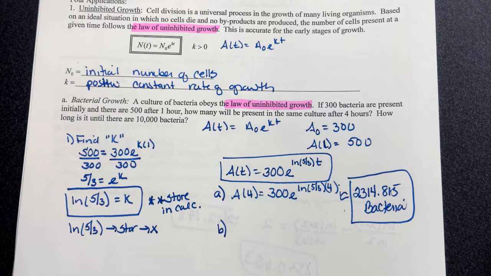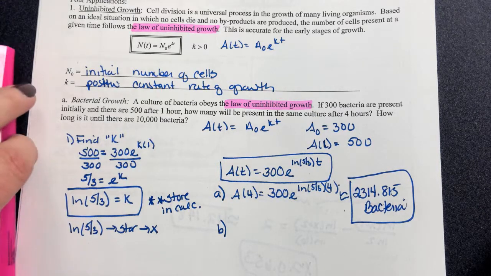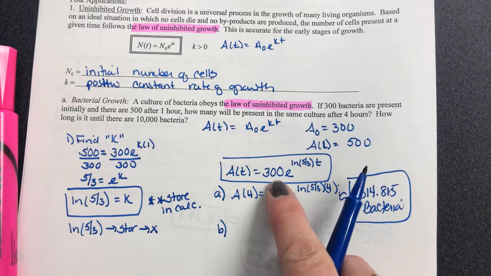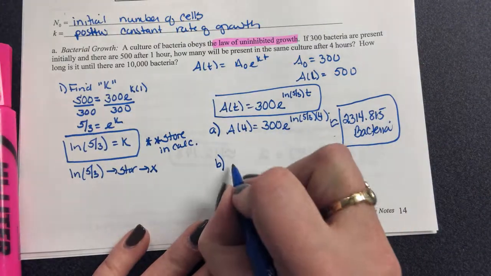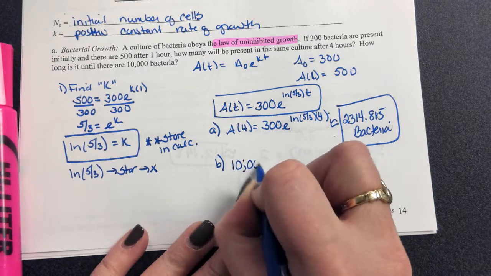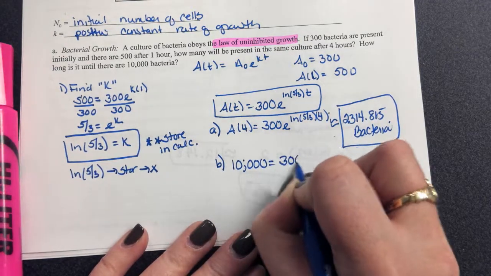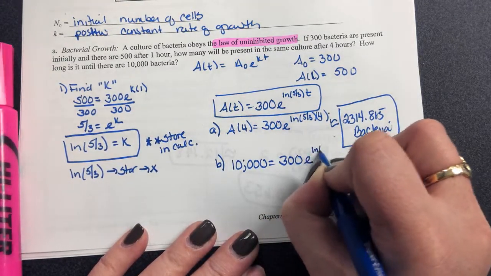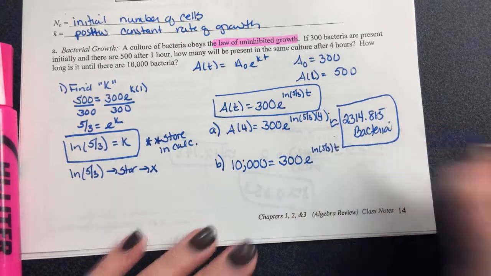So when they ask me for how long, what variable are we solving for in the equation? We're solving for t. So what do you think we're going to do with this equation? We're going to set it equal to 10,000. So I'm going to take 10,000, set it equal to 300 times e raised to the natural log of 5/3 times t.